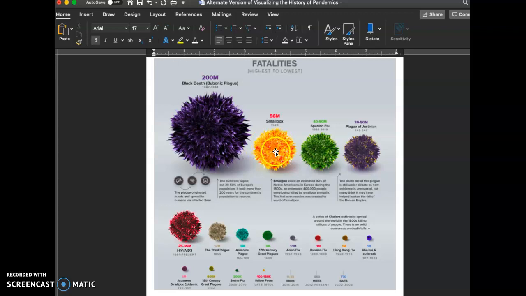Then we have smallpox, the Spanish flu, and the plague of Justinian. The outbreak, so we're back to the bubonic plague. The outbreak wiped out 30 to 50% of Europe's population. So half of Europe's population died during that pandemic. It took more than 200 years for the continent's population to recover. So this made a huge dent, and it took Europe a very long time to bounce back from that.